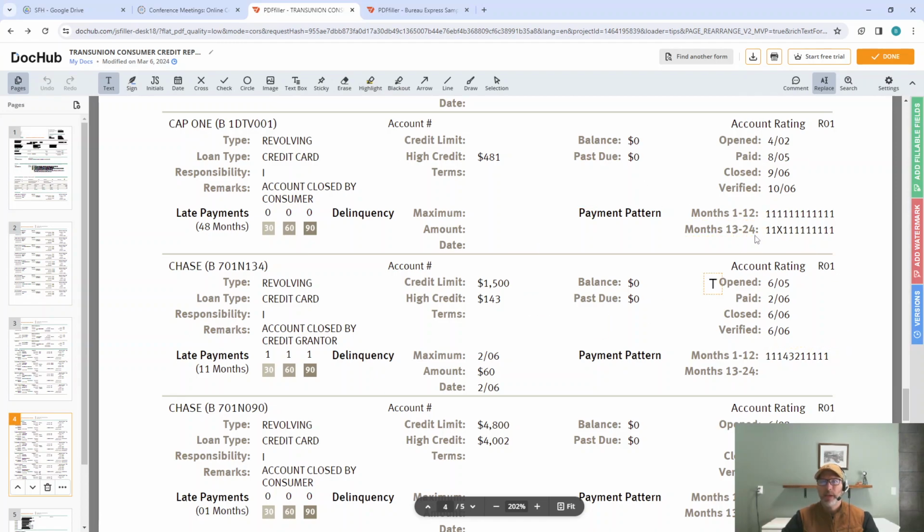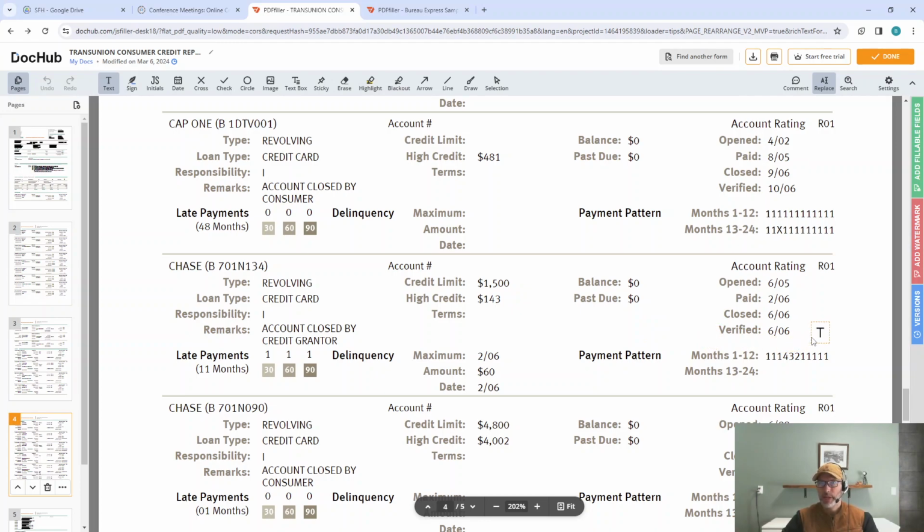Now, if everything else on this person's credit report had been paid as agreed, this would be something that an underwriter may be able to come up with a good explanation for, or the borrower could explain to the underwriter by saying, well, you could see it was a $1,500 high credit. It was only $143 ever put on this card.